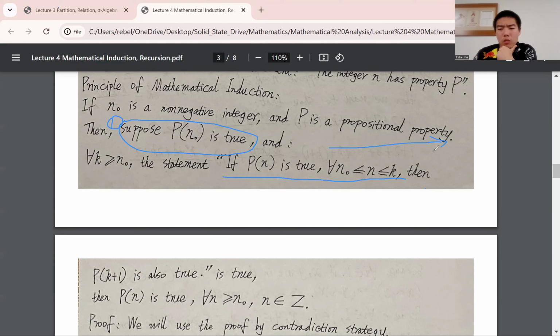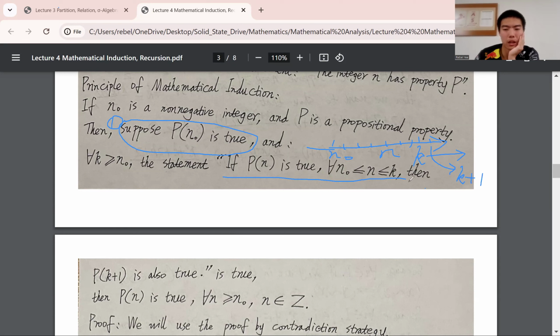So we'll draw a number line to represent this. So this is n0, and this is k. K can go very large. And all of the n between n0 and k satisfy property P. Okay. And then if this is true, n can equal k, and P k plus 1. So there's always k plus 1. K plus 1 also holds for the property P.